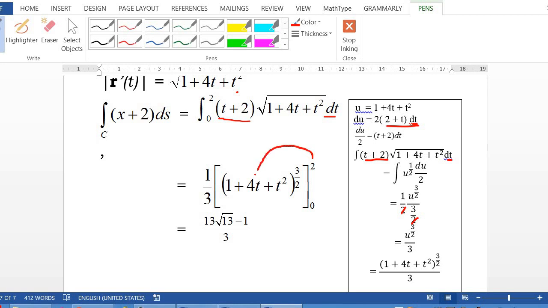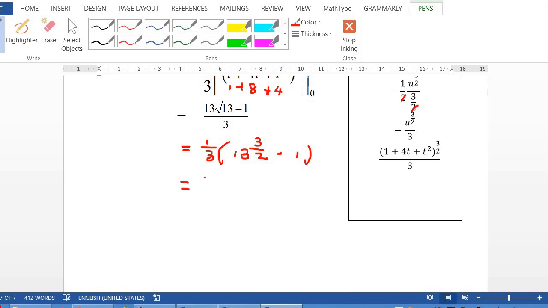Okay, so put in here 2. So in total you have 1 plus 8, and 2 squared gives you 4, so in total you have 1/3 times 13 to the power 3 over 2. And then when you plug in 0, the 0 here and 0 here, 1 to the power 3 over 2, you get 1. Okay, and then this is 13 at 1/3.